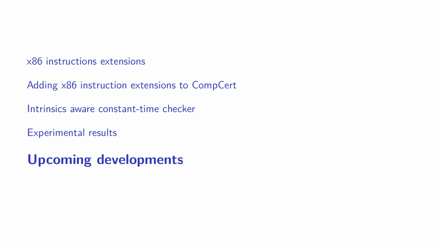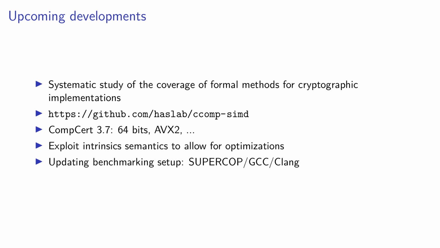We now proceed to the last slide of this presentation, the upcoming developments. We now plan to initiate a systematic study of the coverage of formal methods tools for cryptography implementations. The developed tool is available in the shown GitHub repository, and we are also planning to extend our work to CompCert 3.7, which supports AMD x64 as a target architecture. And also, of course, we would like to have AVX2 support in this future work.